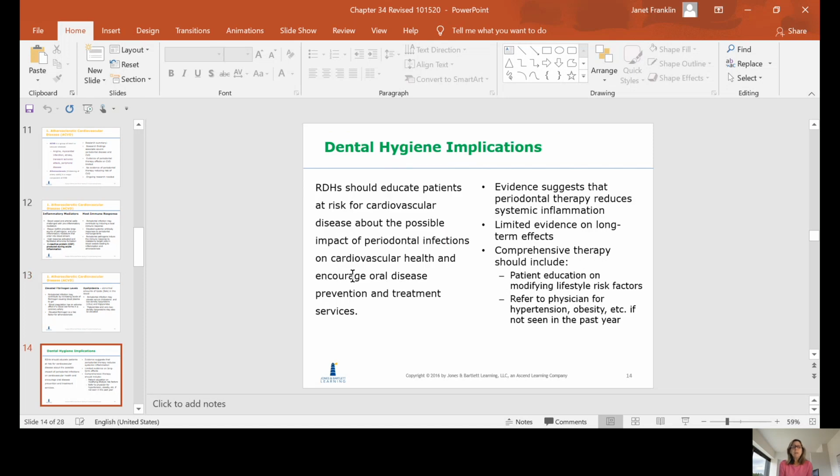So dental hygiene implications: you should educate your patients at risk for cardiovascular disease about the possible impact of the periodontal infections. So educating your patients, talking to them a little bit about how these pathogens can affect cardiovascular disease.